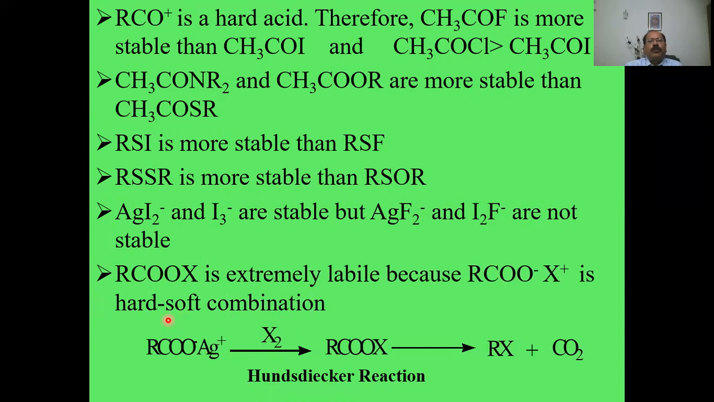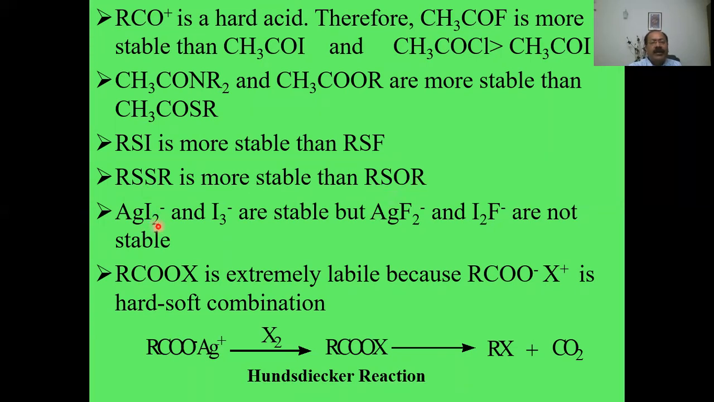We know that RCO+ is a hard acid, therefore CH3COF is more stable than CH3COCl, and acetyl chloride is more stable than acetyl iodide. CH3CONR2 and esters are more stable than the corresponding thioanalogues, that is COSR. RSI is more stable than RSF because here the combination is soft and hard. RSSR is more stable than RSOR because they are the same polarity. Here there is a difference in polarity.